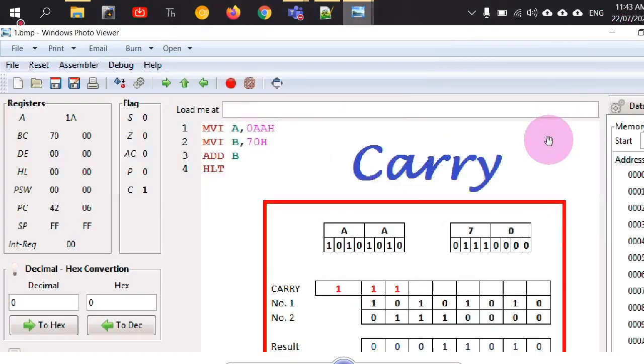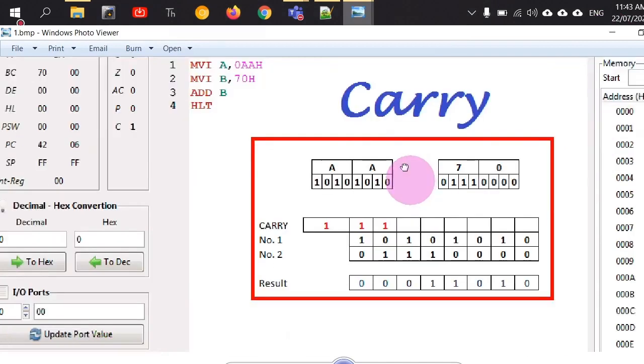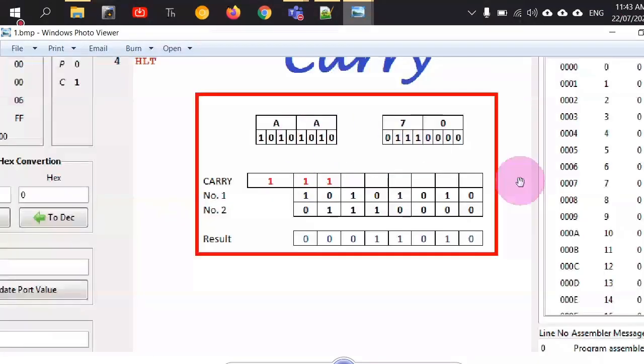Now, in this simple program, let us understand it through a simple example. I have taken two 8-bit numbers. This is 1010 1010, which means AA in hexadecimal. Similarly, I have taken another number in hexadecimal as 70. In binary, it will be 0111, which stands for 7, and all zeros, which stand for 0. Right? So these two numbers are there.